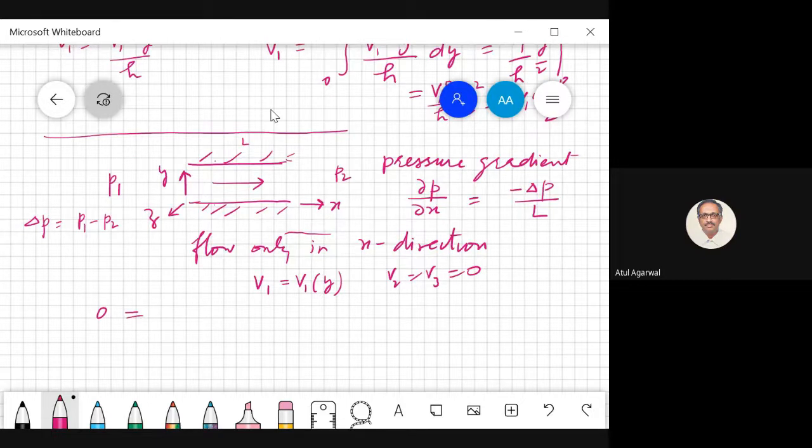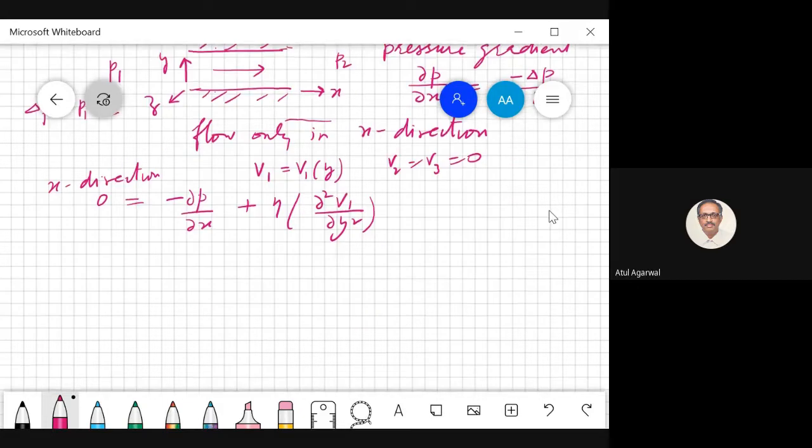So you see, I am writing force balance in X direction. So minus del P by del X plus eta del square V1 by del Y square. There is no variation in X and Z direction. Your velocity is only varying in Y direction. Okay, we'll see further. What is the equation of motion in Y direction?